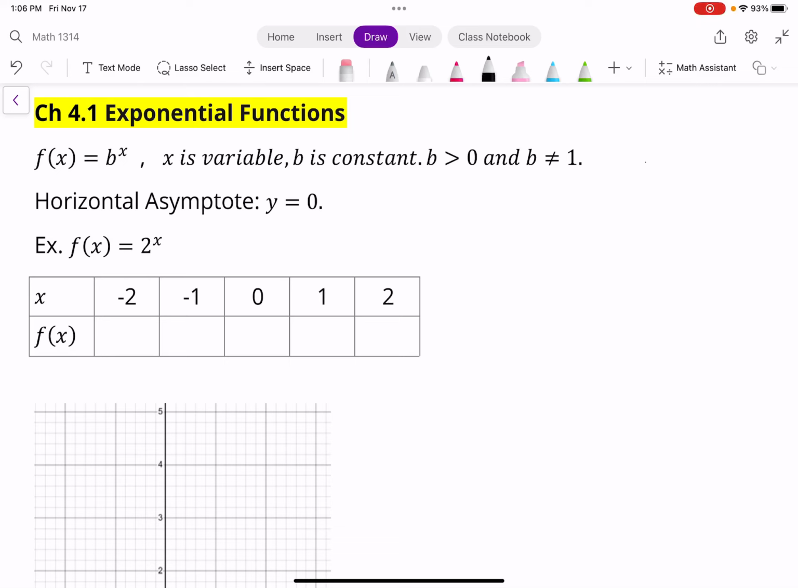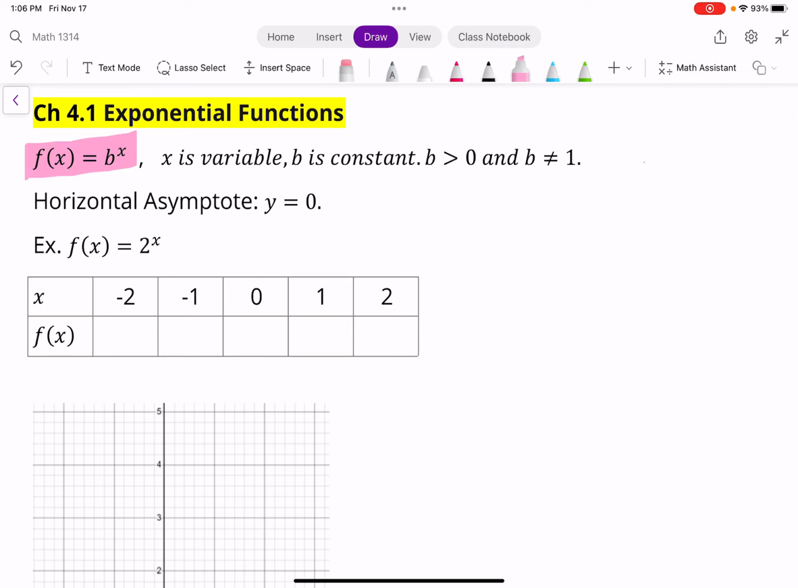In this video, let's learn Chapter 4.1, Exponential Function. f of x equals b to the x. If you see a form like this, we call this an exponential function. The exponent part is a variable. So x is a variable, b is a constant, given information. b is greater than 0 and b is not equal to 1.